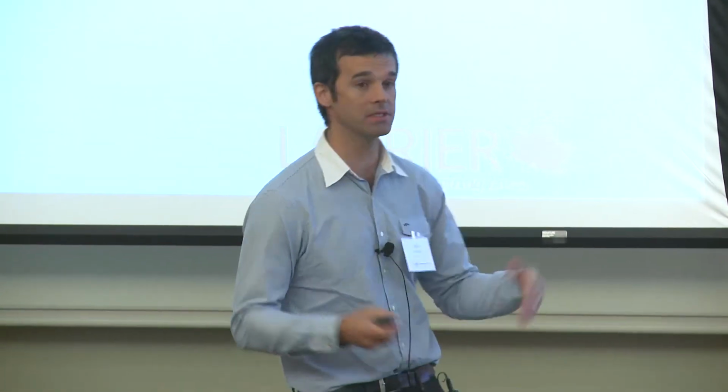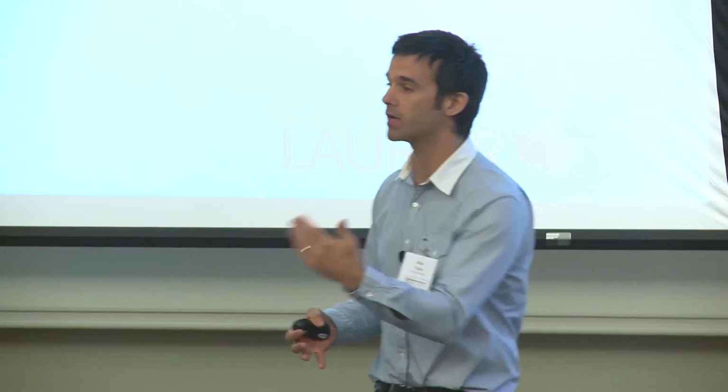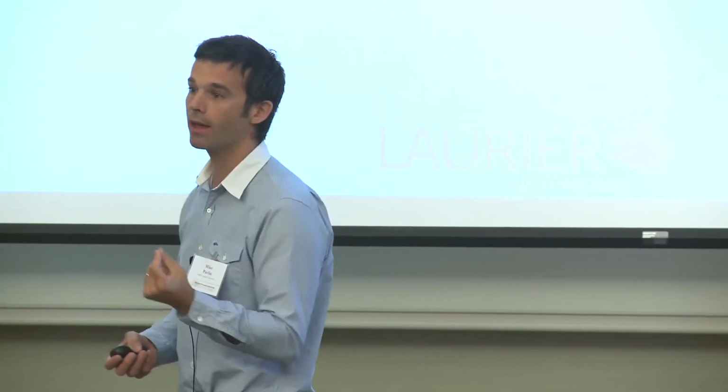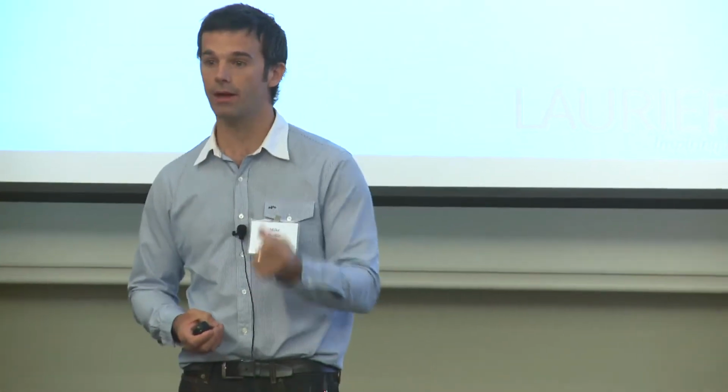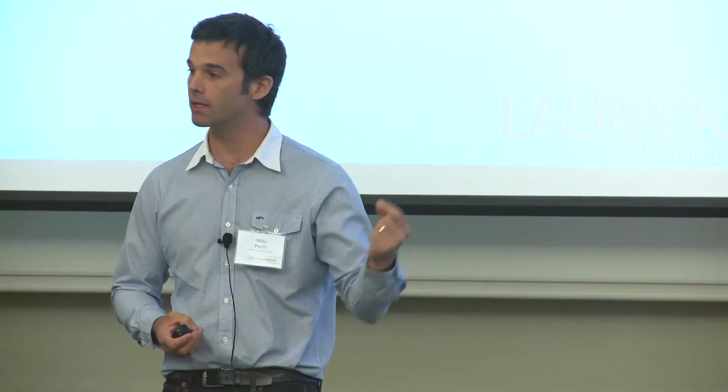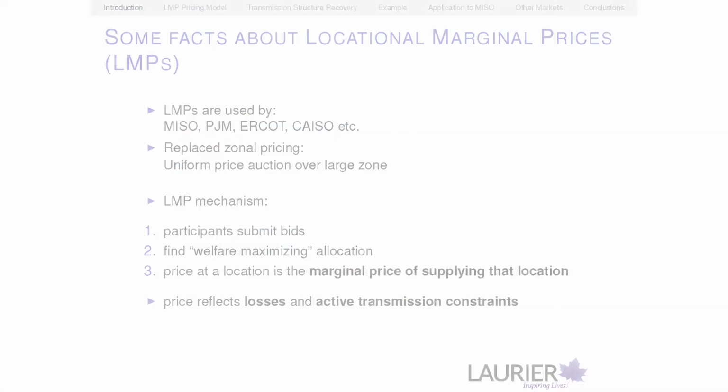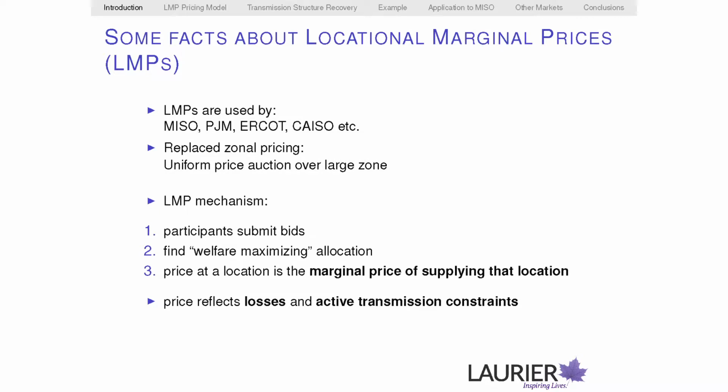Right, and so once they've got this allocation, they can ask the question, how much would it cost to supply an additional megawatt at a particular location in this footprint? So the price at a location is just the marginal cost, how much would it cost to supply an infinitesimally small unit at a particular location. Or another way of thinking of it is it's the dual price of some constraint in that allocation mechanism.